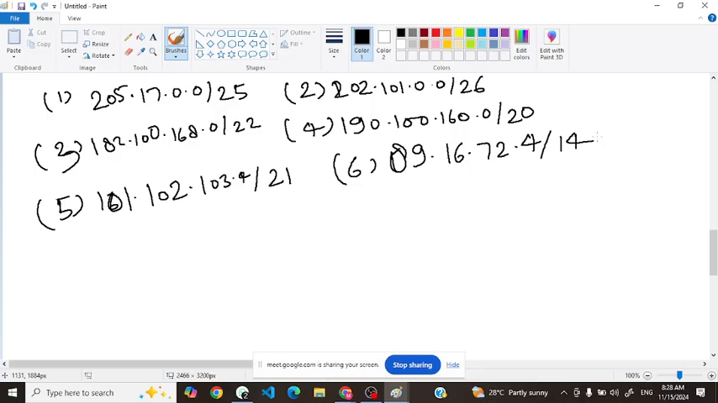Write down these questions and you will have to solve all of them. How much time do you want from my side? 10 minutes, 15 minutes? Lakshman, Abdul.